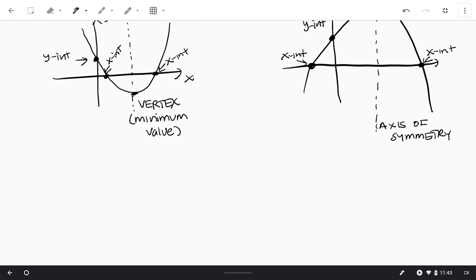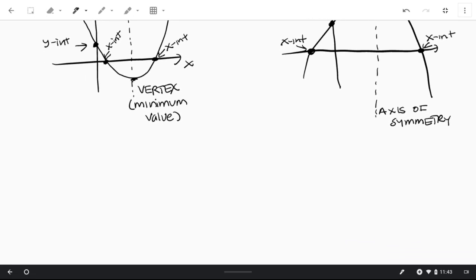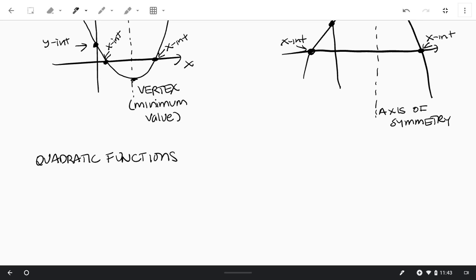So let's take a look at quadratic functions. Quadratic functions are polynomials with degree 2. What we're doing here in chapter 3 is we're going to be looking at higher degree polynomials. So this first section is degree 2 polynomials, which are quadratic functions. Then we'll look at degree 3, degree 4, degree 5, etc.